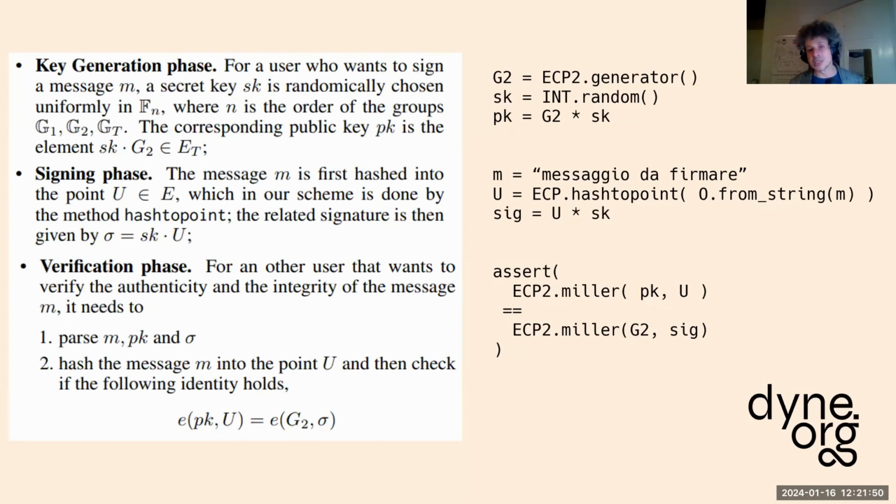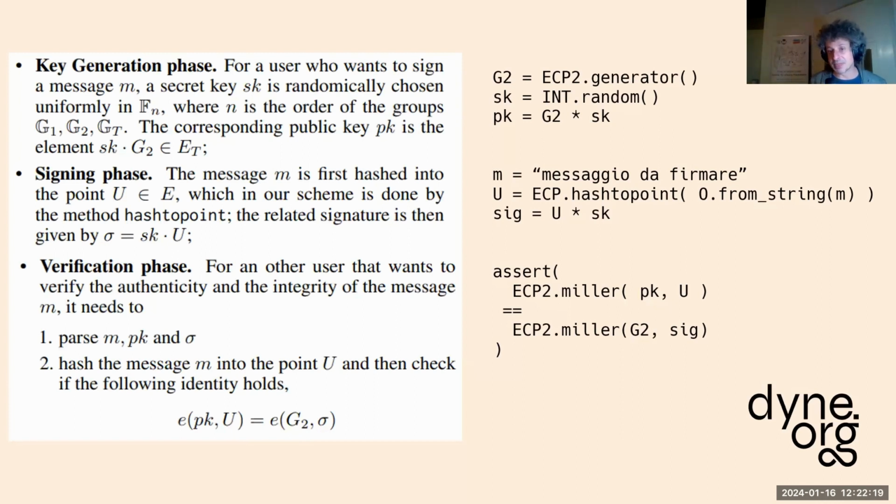The G2 is a curve generator. The SK is a secret key that we just generate with a random. And the public key is a multiplication between the secret key and the curve generator. So this is a scheme that you will find in many cryptographic schemes, from Schnorr signatures to ECDSA.